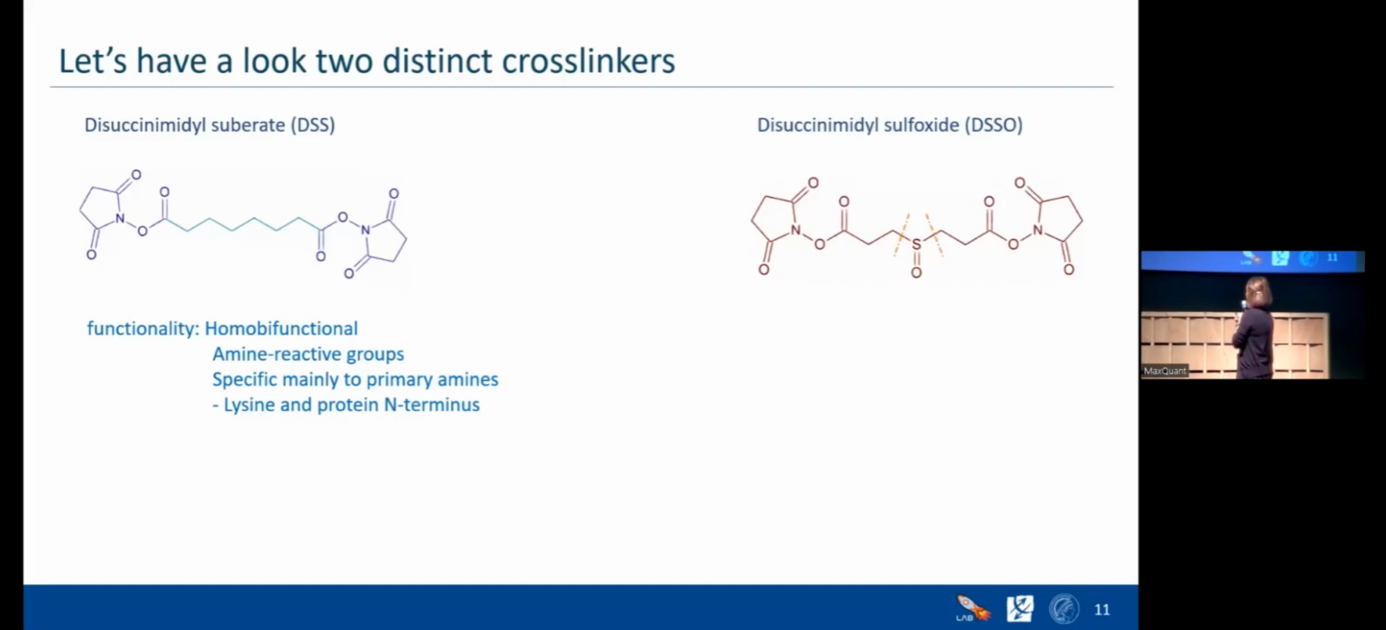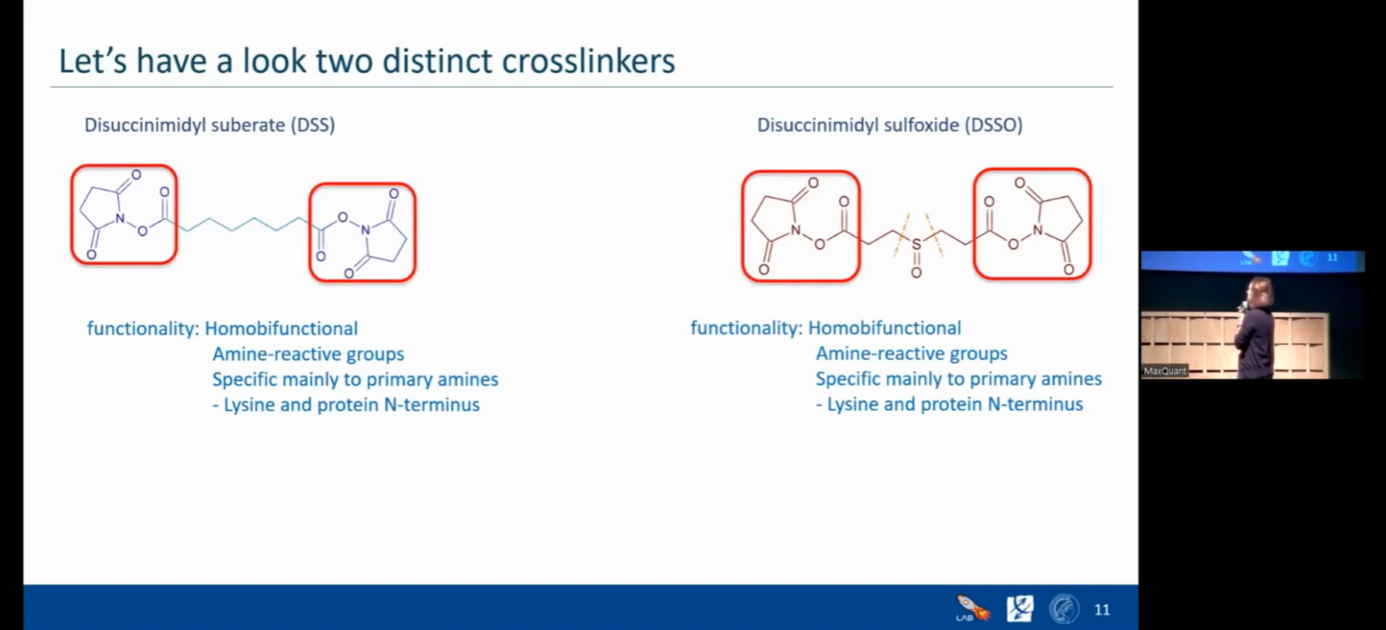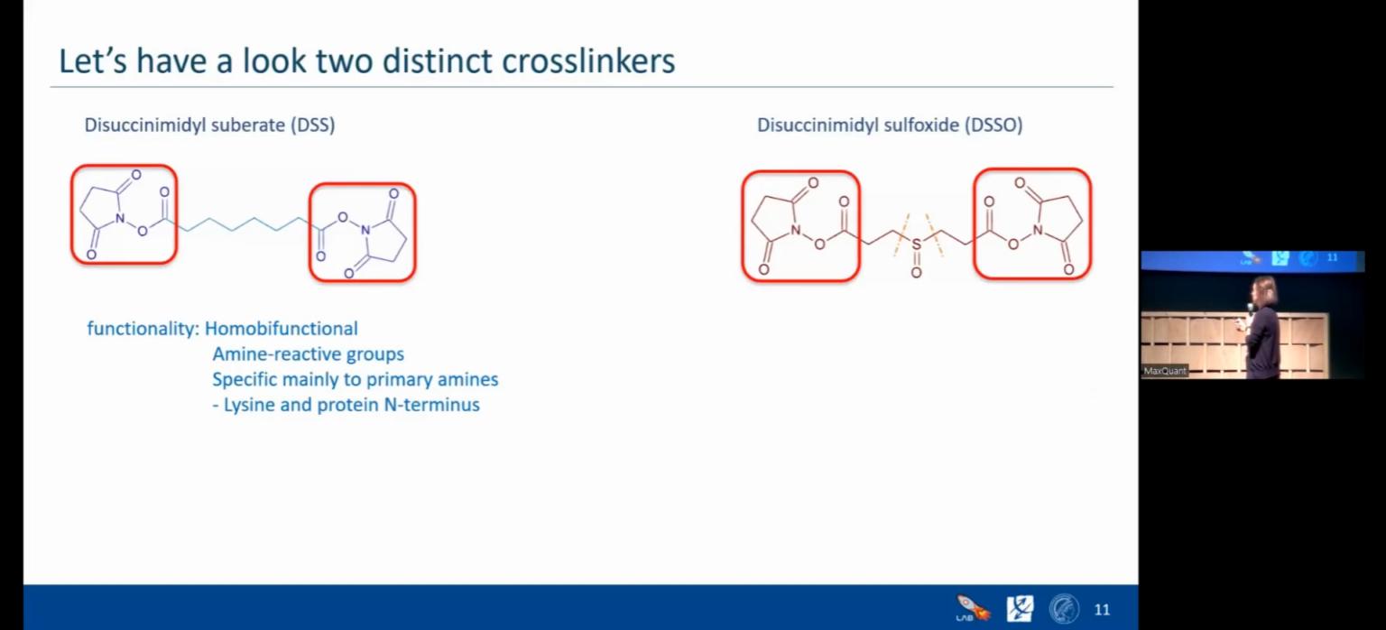If we look at the second crosslinker, we see that it again has the same reactive groups, so the functionality is the same. It also targets the lysine and the protein N-terminus.